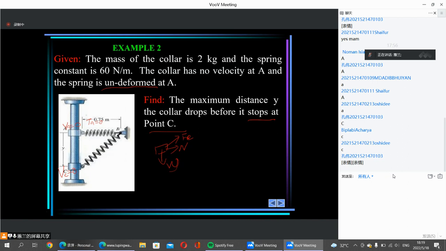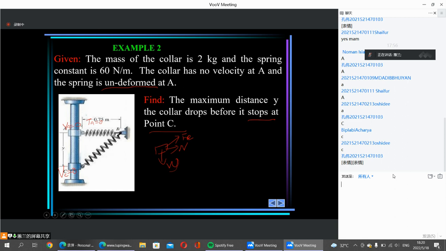So from position A to position C, only the weight and the spring force have done work to the collar. That means only conservative forces did work, so the energy should be conserved, right? So this one should be very simple. Just do this and then submit online.